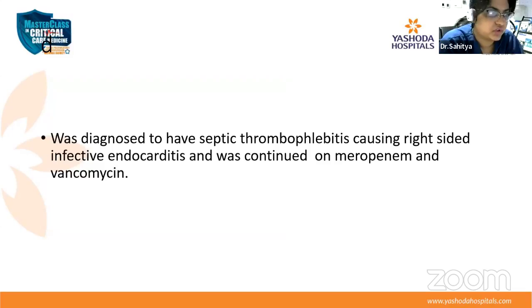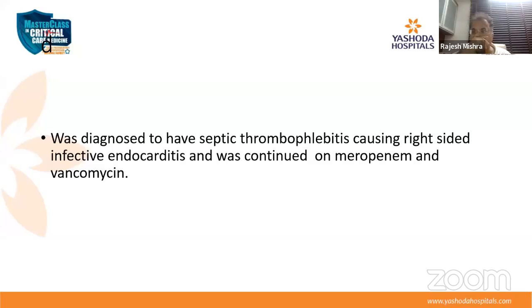So a patient was diagnosed to have septic thrombophlebitis causing right-sided infective endocarditis and septic pulmonary infarcts. Why did you continue meropenem when things were MRSA positive? MRSA one.